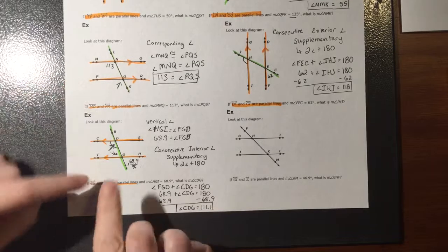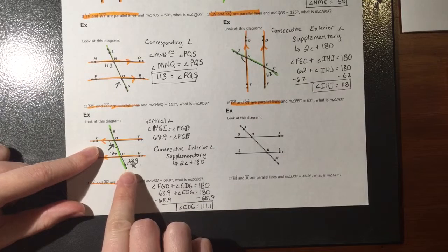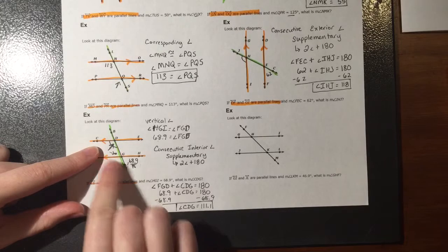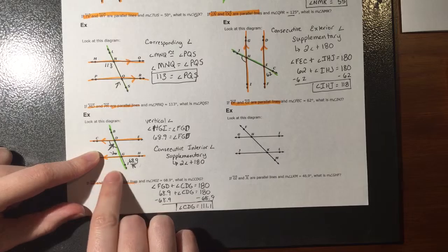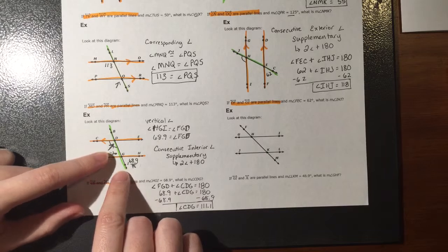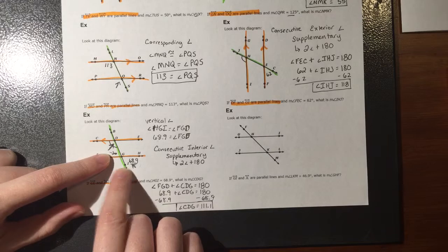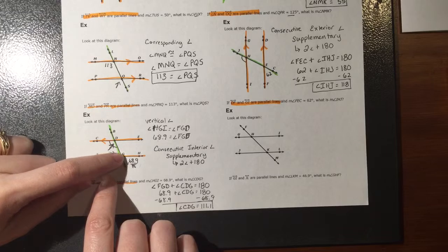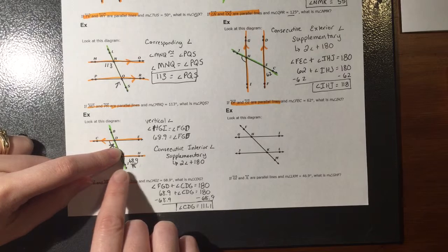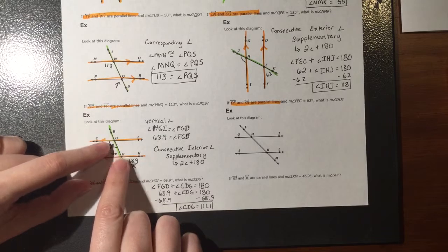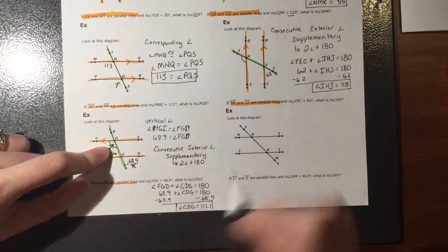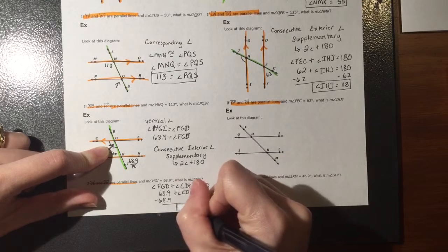So you can see how it looks like there might not be a relationship, but using things that we know, we can have a relationship to exist. There is another way to solve this one. Instead of using vertical angles, you could have also used a linear pair right there, and then done 180 minus 68, and then done the alternate interior angles, and that would have also gotten you the 111.1. Try it out, see if it works.